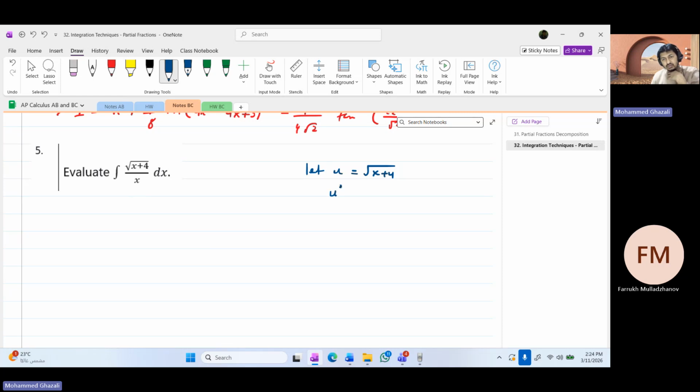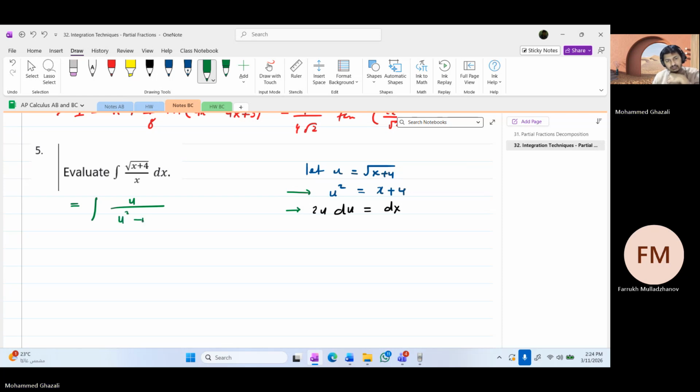So I'm going to square both sides. So say u squared is equal to x plus 4. Now I'm going to differentiate both sides, okay? So 2u du is equal to 1 dx. Right, so there's your equation 1 and there's your equation 2. Now, so this integral now becomes, what is square root of x plus 4? U. What is x? X is equal to u squared minus 4. And what is dx? Dx is 2u du.